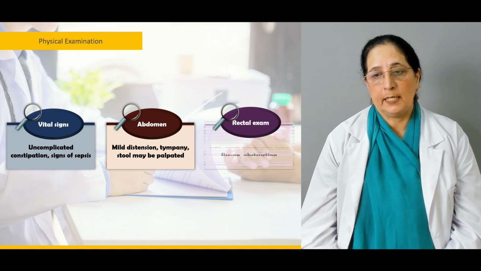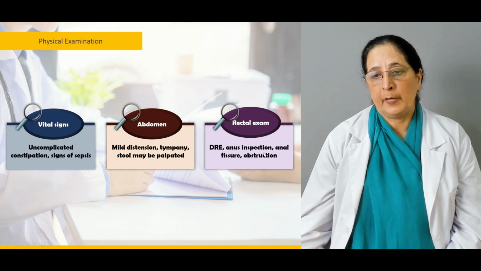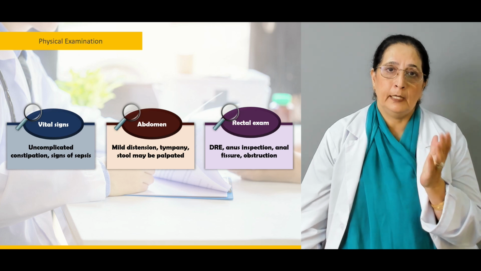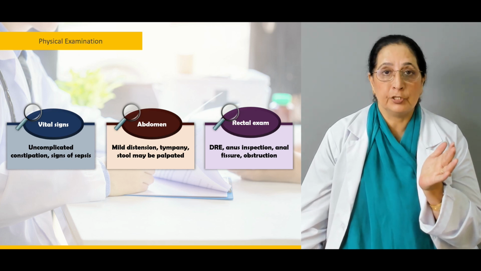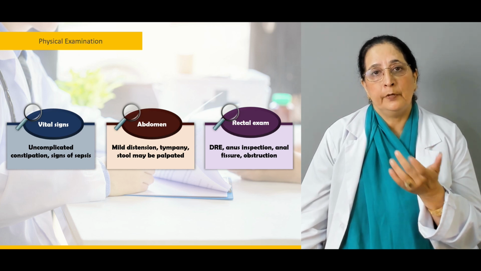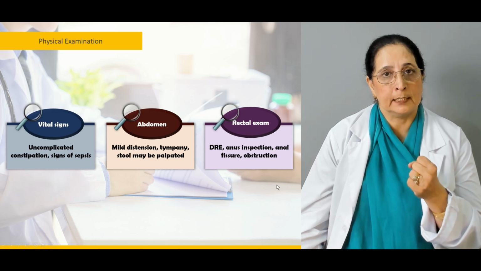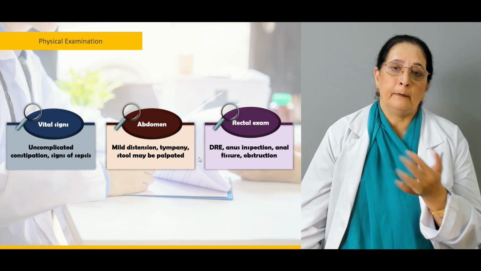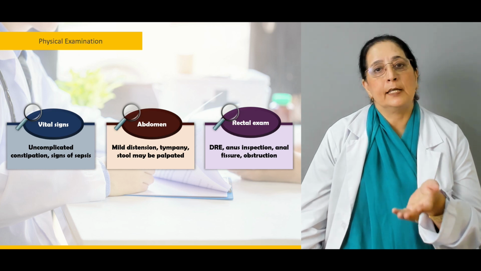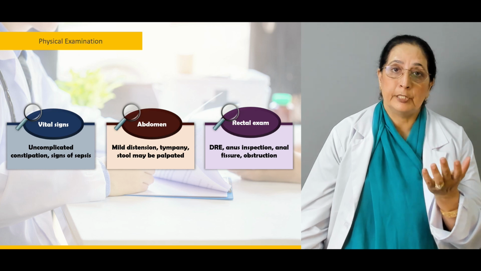Then the rectal exam, which is digital rectal exam, anus inspection, fissure, obstruction. It's important to examine the anal region to look for any fissures that might lead to pain and bleeding during defecation, and also for any obstruction that is present. Digital rectal exam, we already mentioned, is very important. If there is blood on the digital rectal exam, it may be due to colon cancer or diverticulitis.